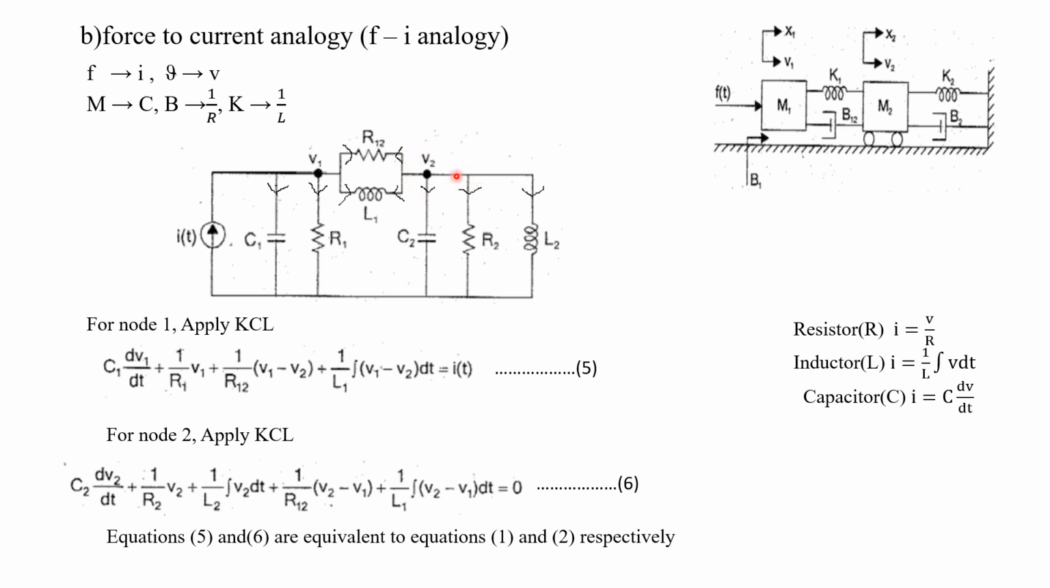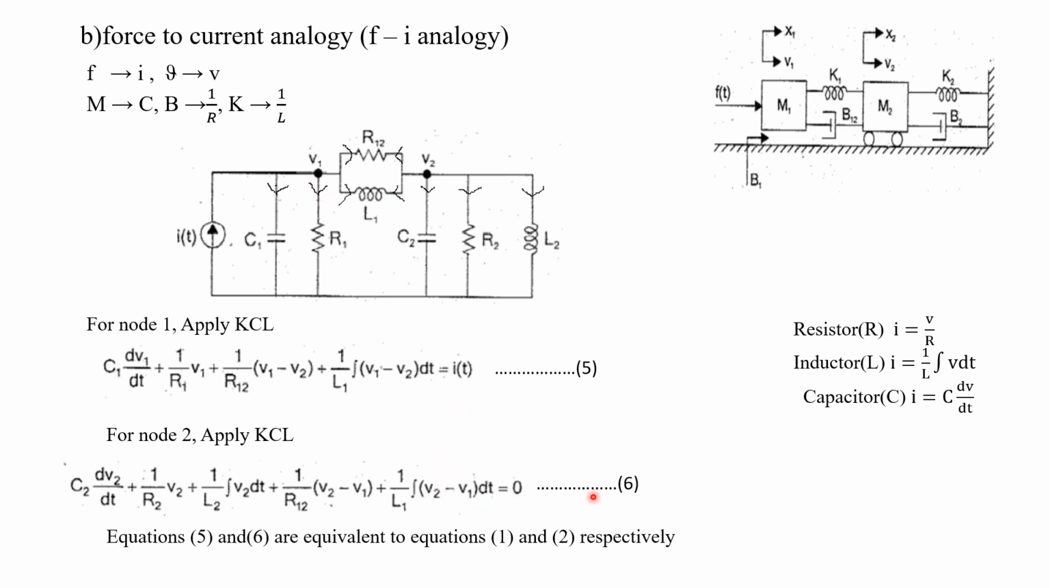While writing the current equation here, this V2 should come first, because we are writing the equation for node 2. Now this inductor L1. What's the formula for the current flowing through the inductor? 1 by L1 into integral of voltage. The voltage is nothing but V2 minus V1. We have to consider this current. Understood? For this node 2, we have to consider this current direction, going from V2 to V1. So V2 minus V1 into dt.